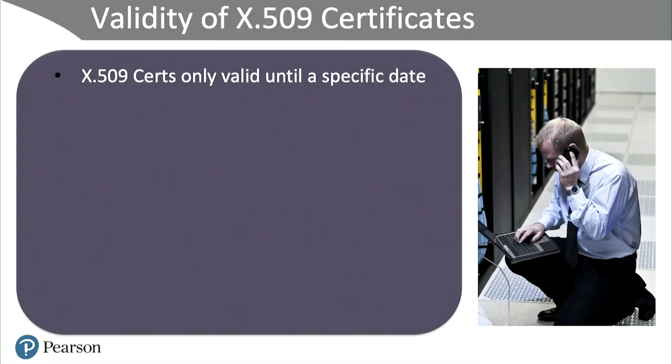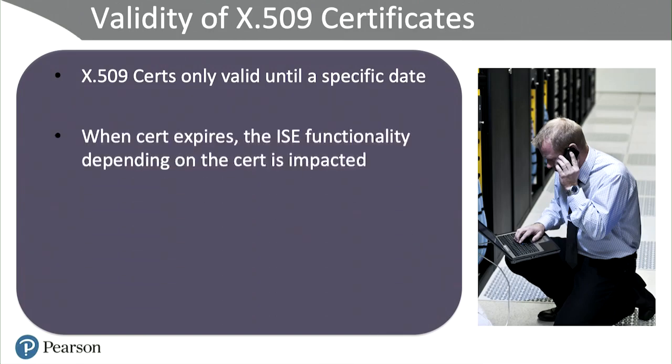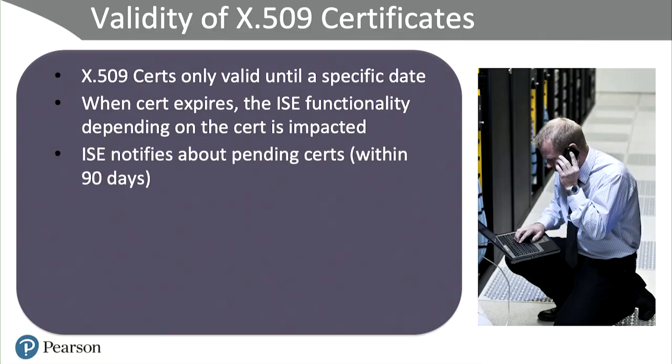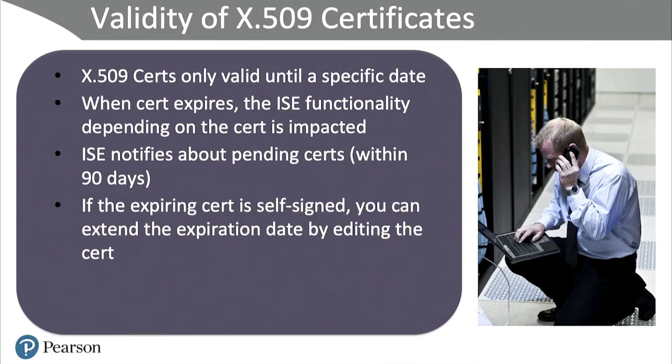If we look at the validity of the certificates and when they are valid, certificates are only valid for a specific date range. When it expires, the behavior of the ISE functionality is really dependent on what type of certificates you're using and where they are used in the system. ISE does have warnings that come out within 90 days to notify you that things are about to expire.